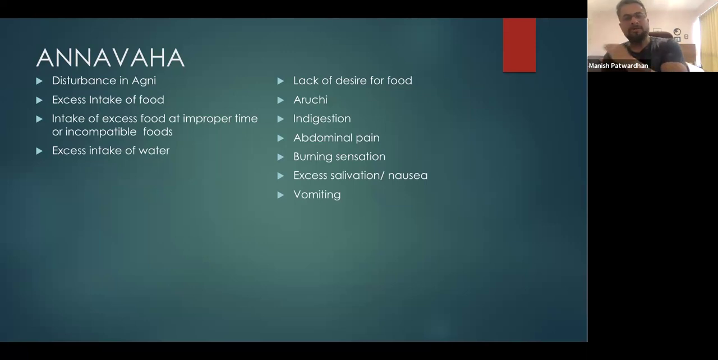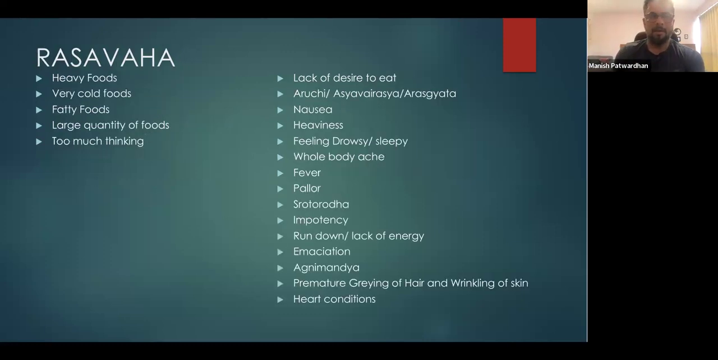So Annava srotas, we have discussed what causes the problems. Now please understand, Annava srotas finishes where the food gets digested, separated into nutrient fluid and waste products, and the nutrient fluid is passed on to the circulation. From there starts the Purisha srotas, which is the srotas which carries the fecal matter. Then the next is the Rasava srotas.